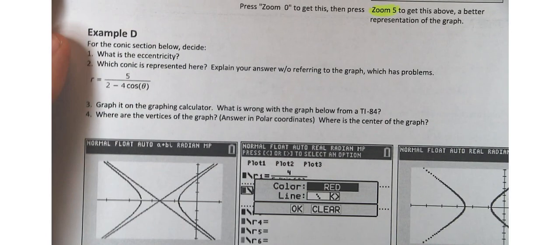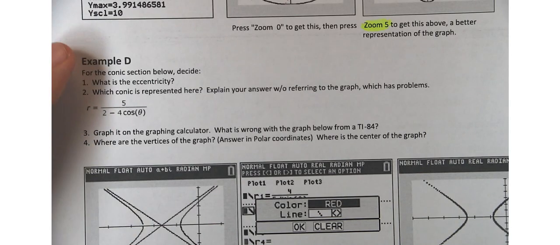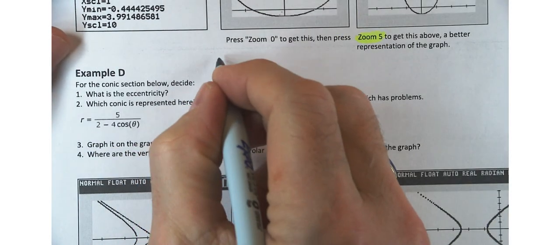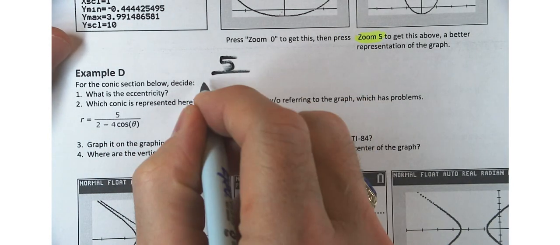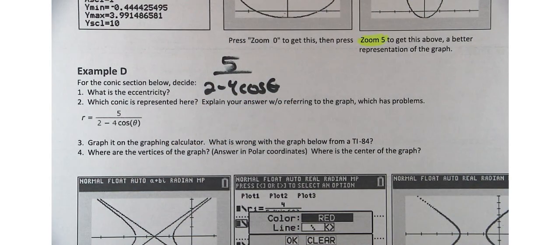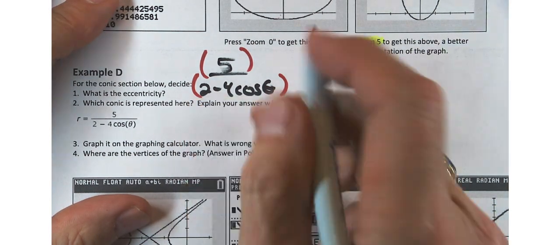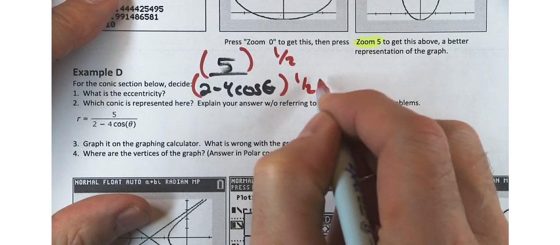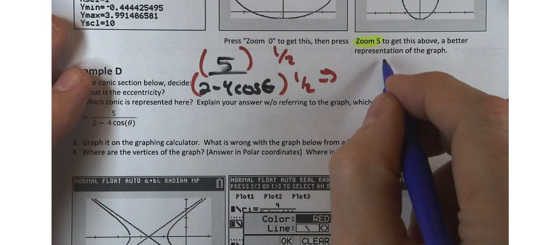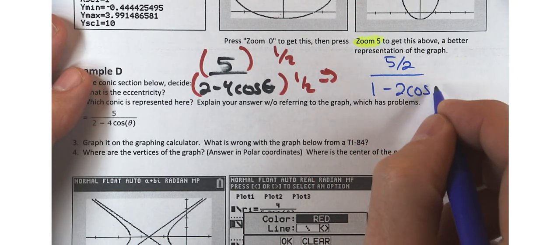So kind of like our last one, before we get busy deciding what kind of figure this is, what you can do is put it in the proper form. So let's take 5 over 2 minus 4 cosine of theta. We'll play the same game we did with the previous one. I'll multiply the numerator and denominator by the reciprocal of this term, that is by 1/2 and 1/2. When I do that in the numerator, I get 5/2 over 1 minus 2 cosine of theta, and that's my r.